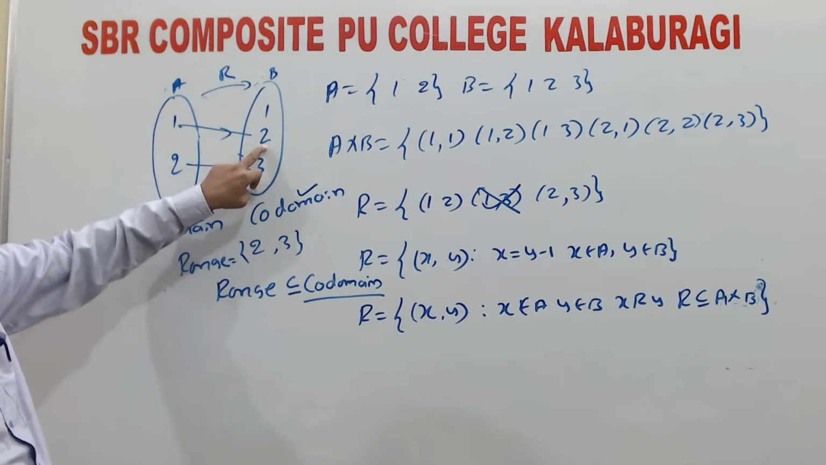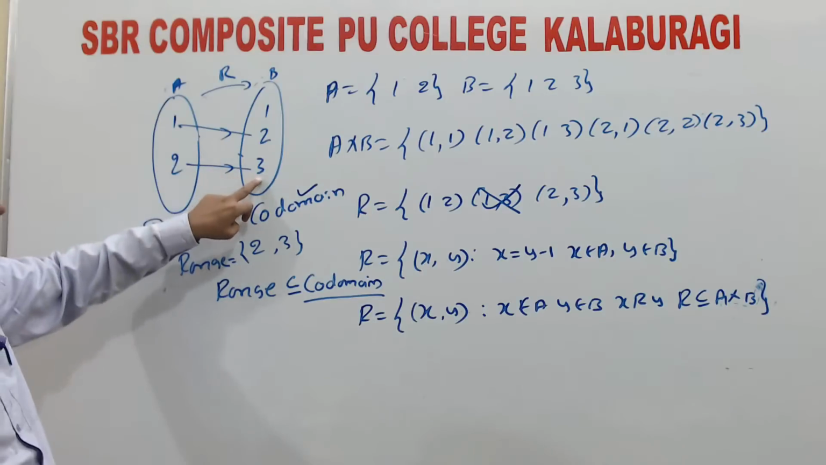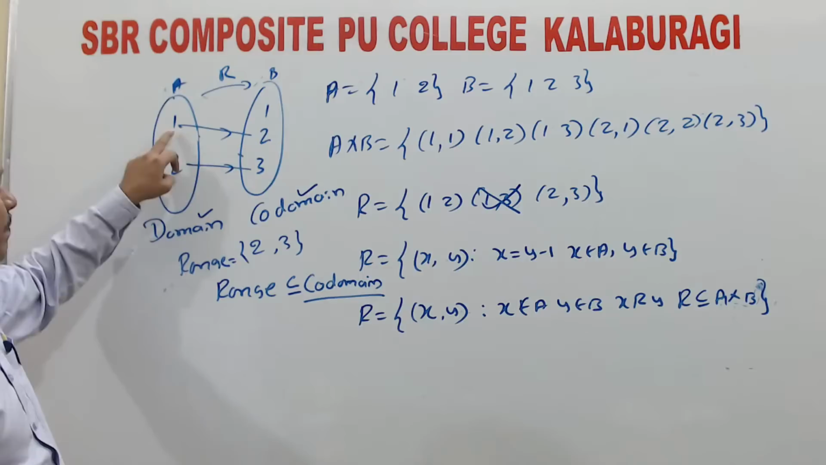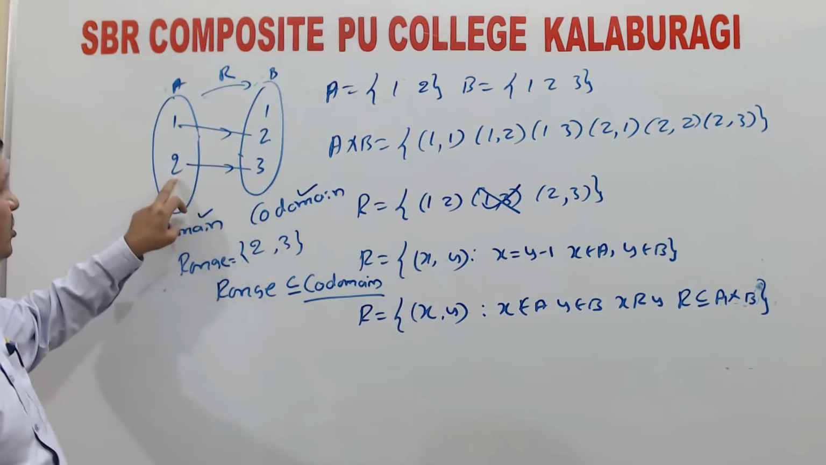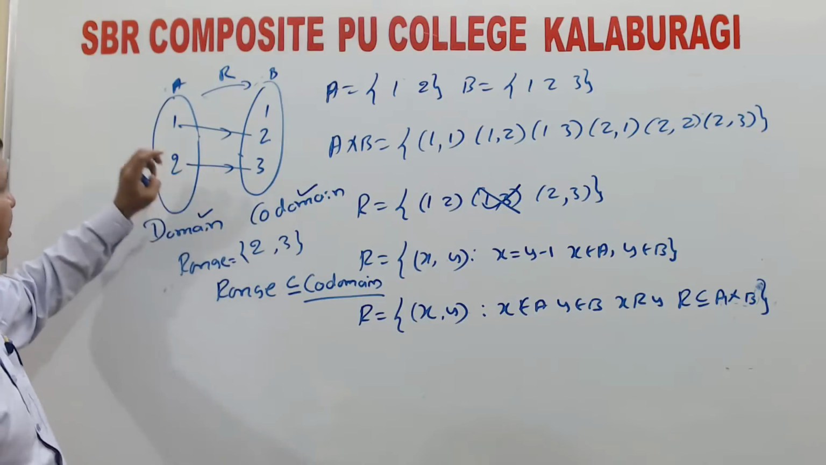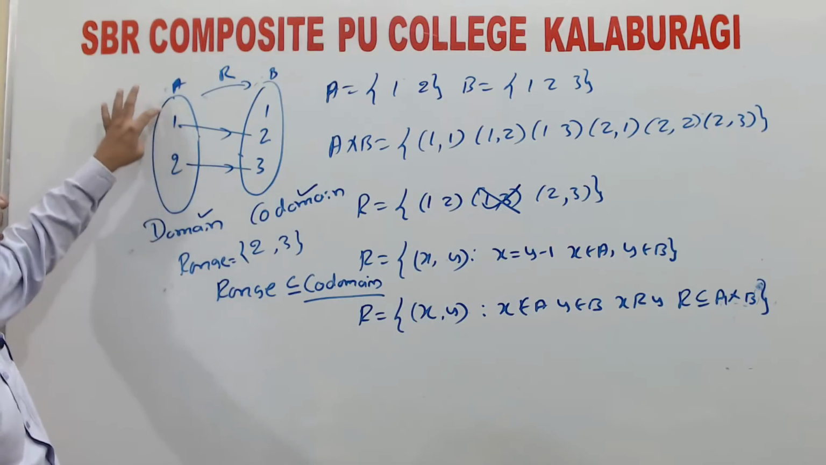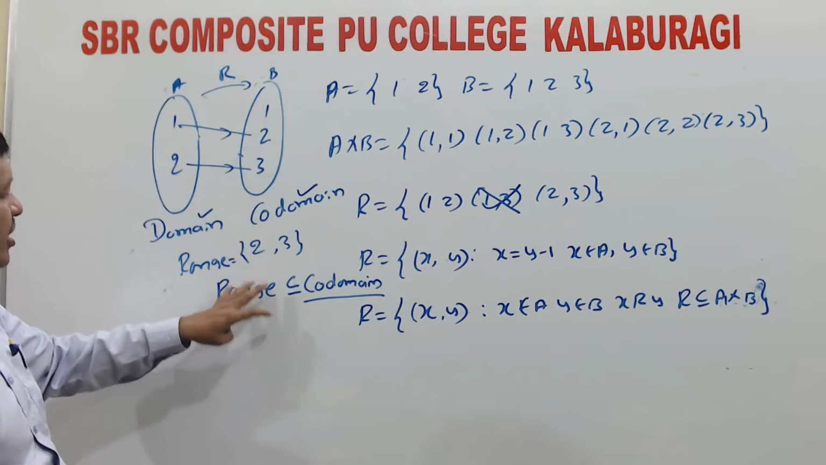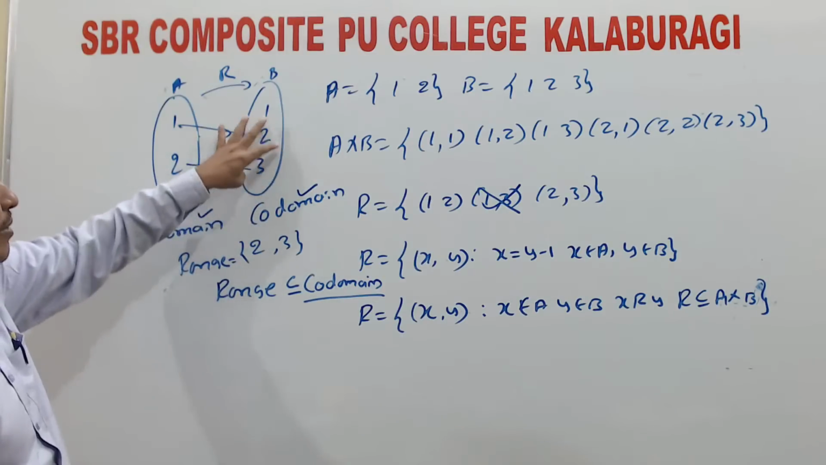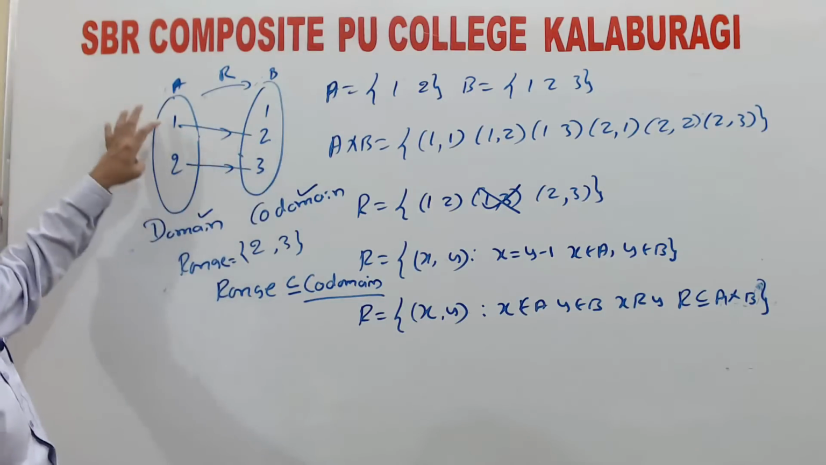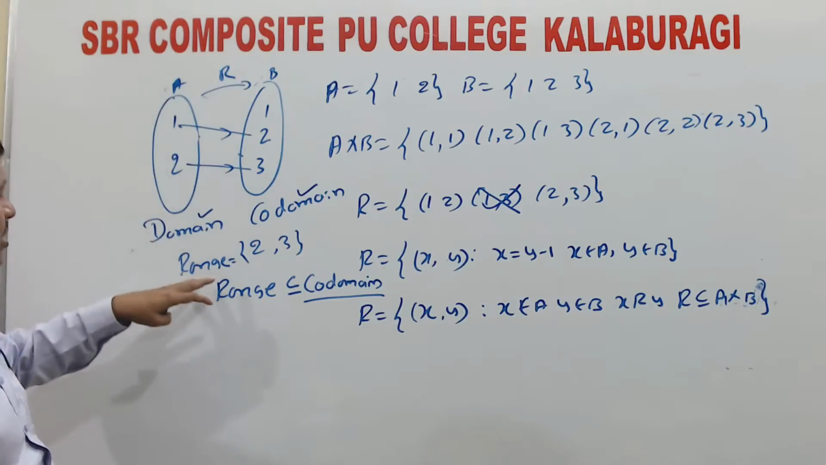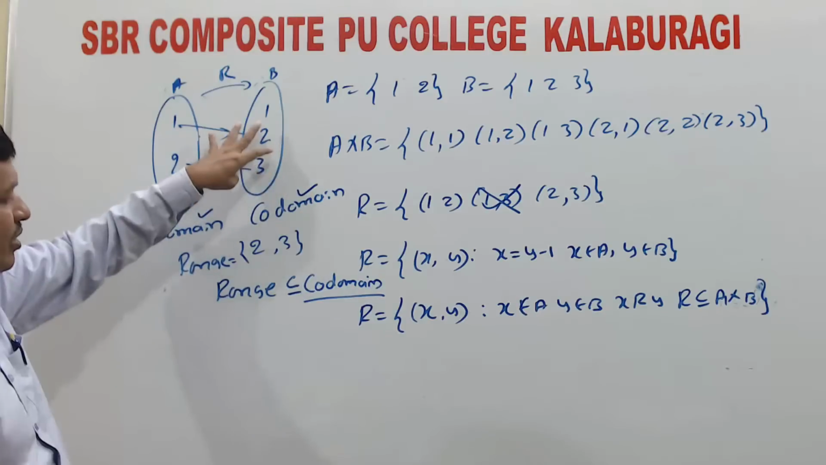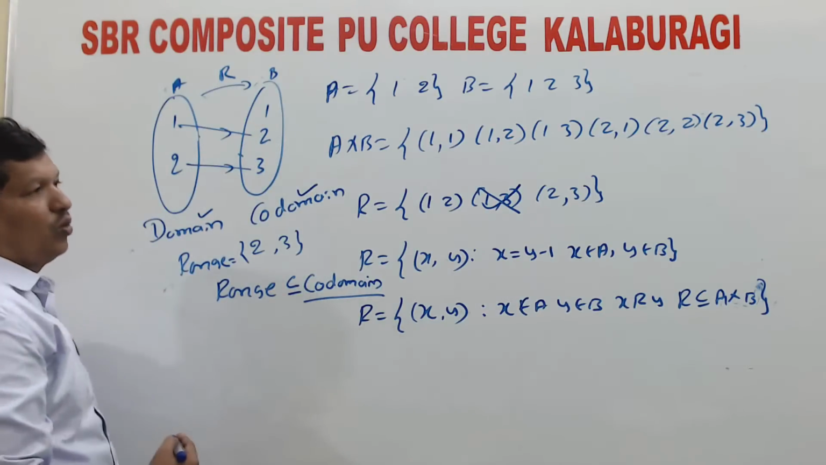And this 2 is called the image of 1, and 3 is called the image of 2. This 1 is called the pre-image of 2, and 2 is called the pre-image of 3. Then what does it indicate? The domain contains all the pre-images, and the range contains all the images. 2 and 3 are the images, 1 and 2 are the pre-images. Domain is the set of all pre-images, range is the set of all images. Range is a subset of codomain.